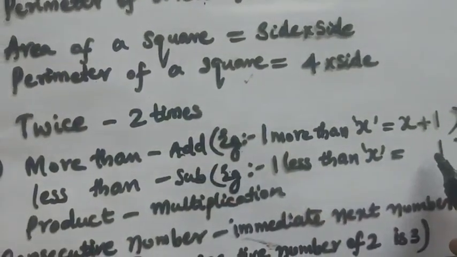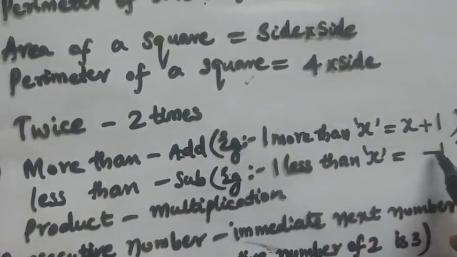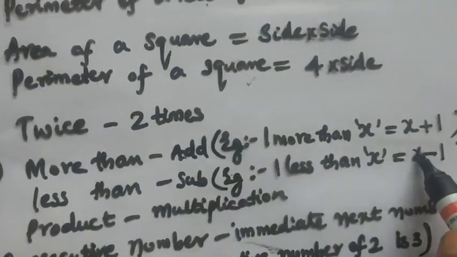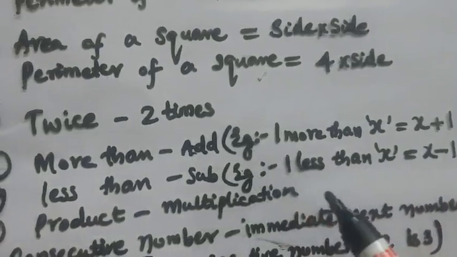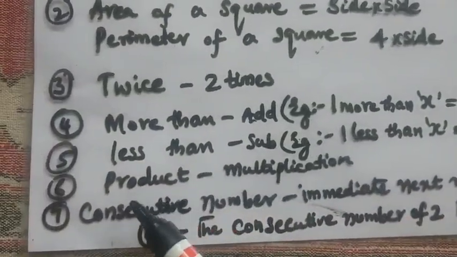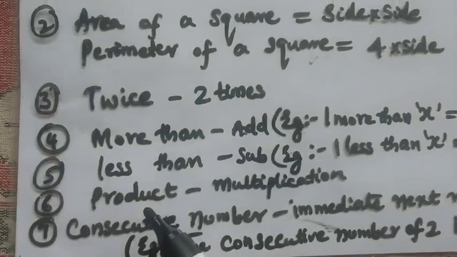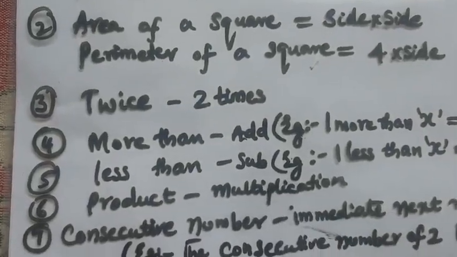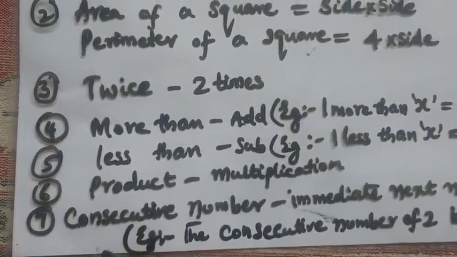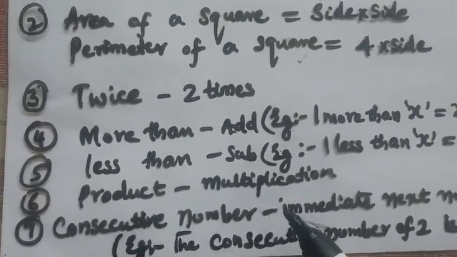So if he is asking us 1 less than x, it may also be 1 less than y or z or anything, it is just an example. Now come down, it is asking product. Whenever the word product is used in a word problem, it is giving you a signal to use an operation like multiplication. Now the seventh word I have kept is consecutive number.